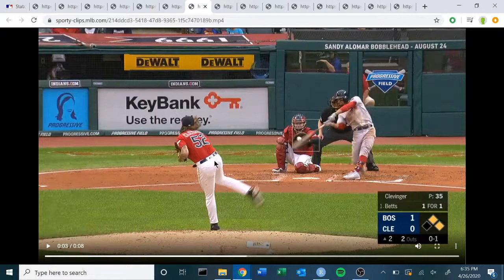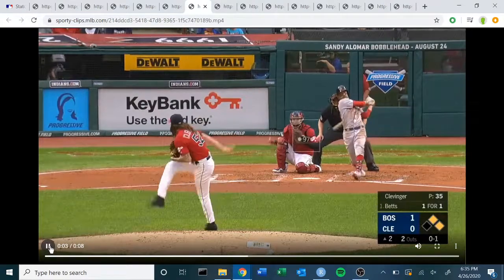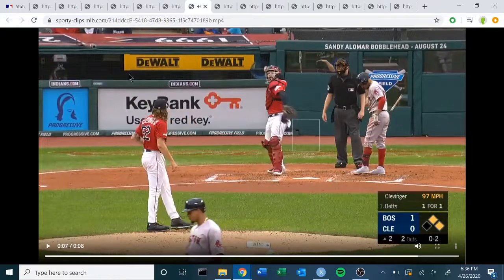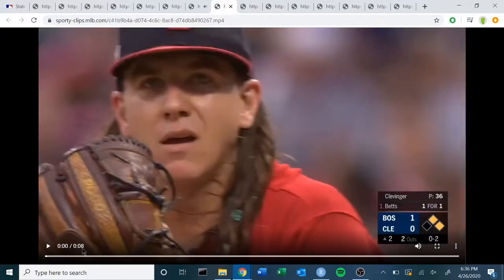That might be a result of Clevenger having that fairly high spin rate, where the ball kind of seems to hop a little bit and is in a higher location than the hitter expects. Maybe that's what's going on. Maybe Clevenger just threw a really good pitch and Betts just missed it. So either way, here we are at 0-2.